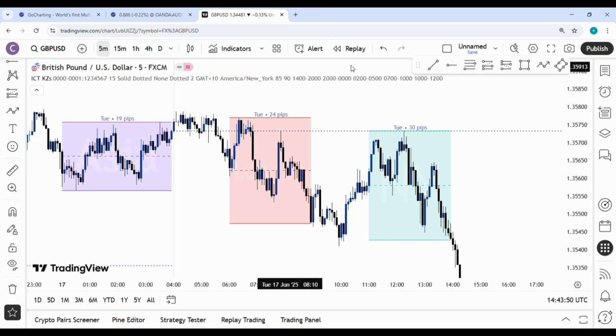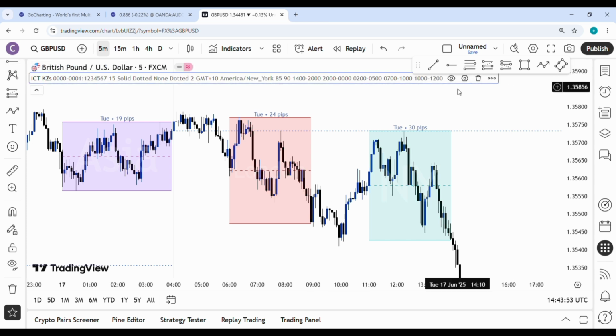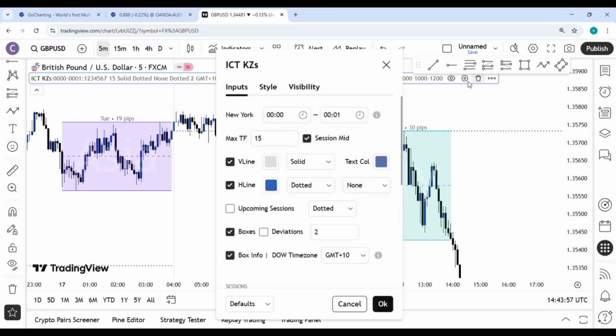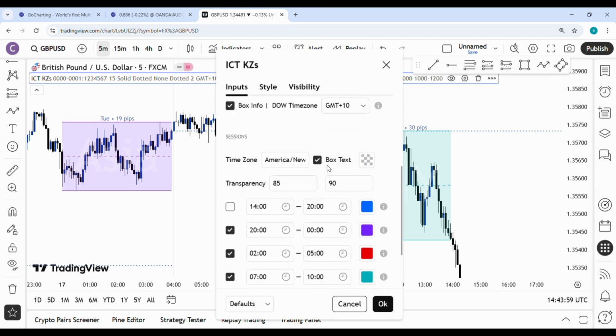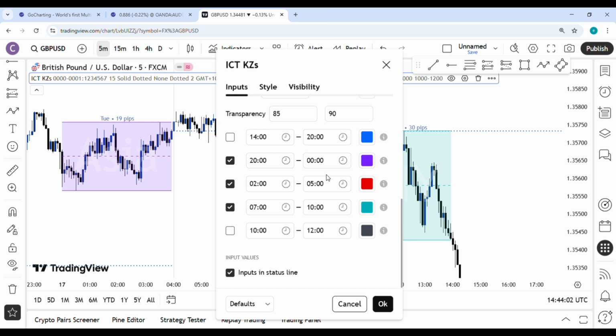If you want to set this up, once you get the indicator, let me show you guys my settings. Screenshot it so that you can set it exactly as I do in my own. This is my setting, guys. Screenshot it so you can do it in your own.